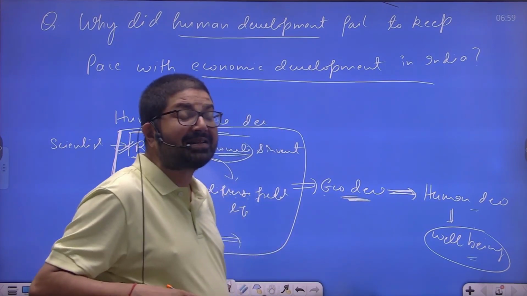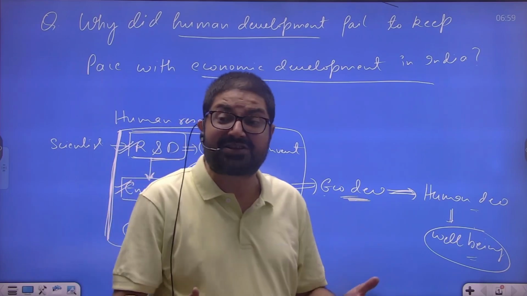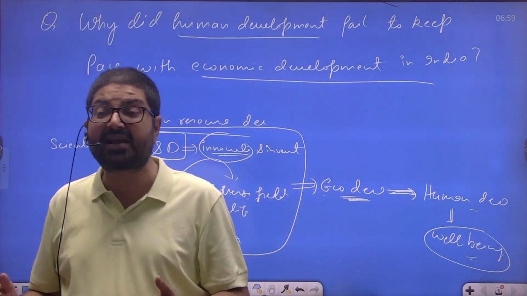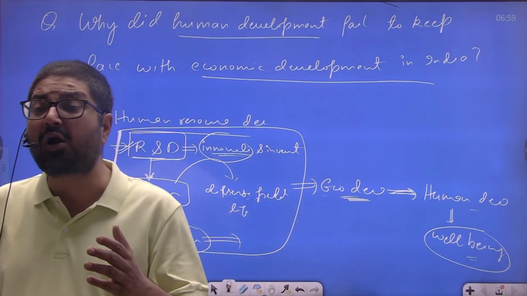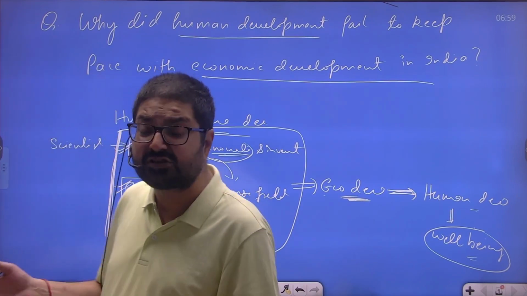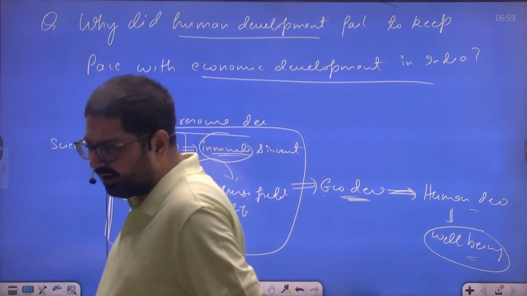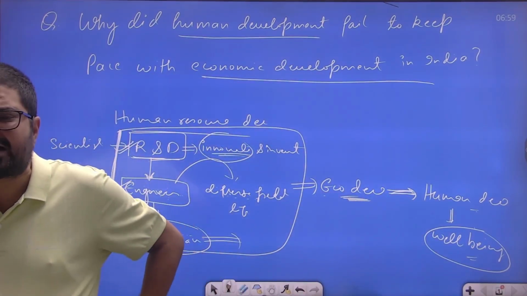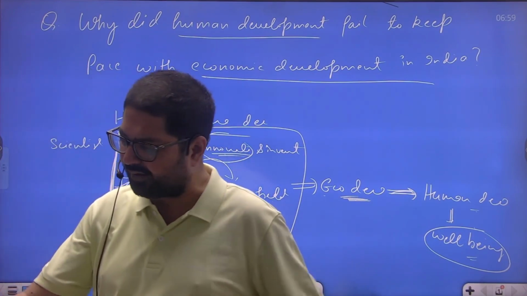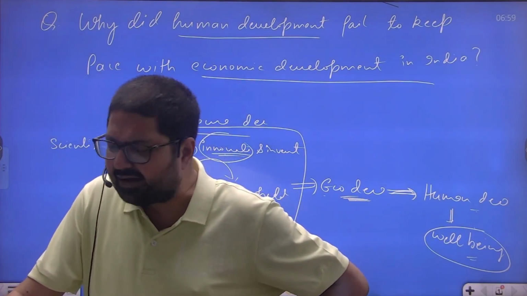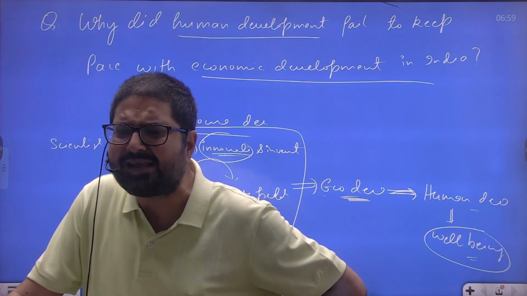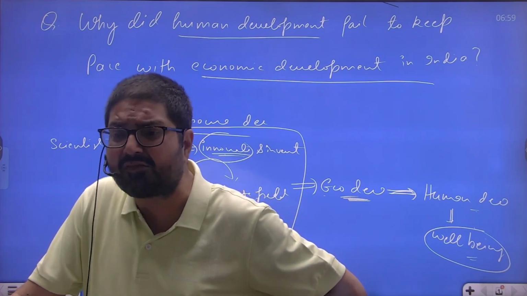It requires active government intervention, because there are certain marginalized section of society who are not in a position to reap the benefit of this economic development. That is lack of inclusive growth. Economic development is a means and human development is end. And basically economic development does not necessarily lead to human development.